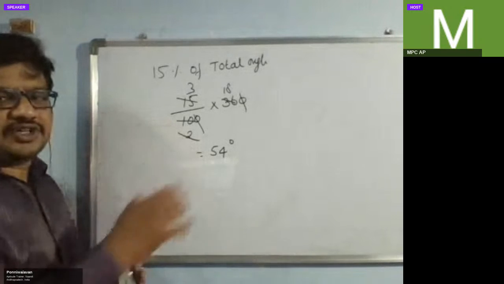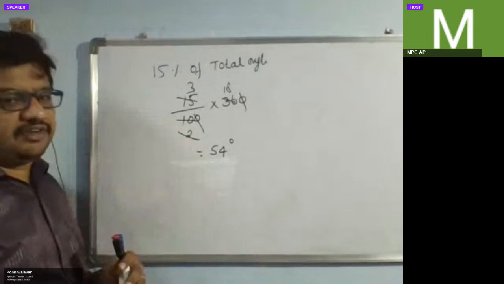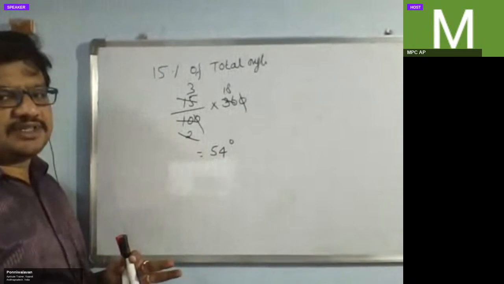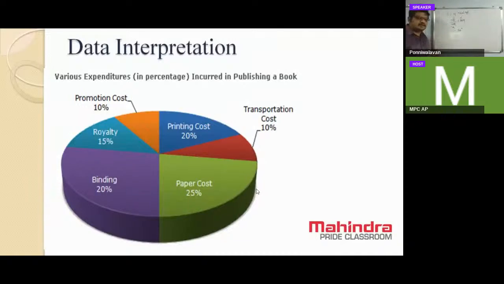So this conversion is very important. They may ask question like this. The remaining things are basics. They may ask based on percentage, average, profit or loss. But the pie chart, this has to be very clear: how to convert the percentage into angle. Okay, we'll check this next question.